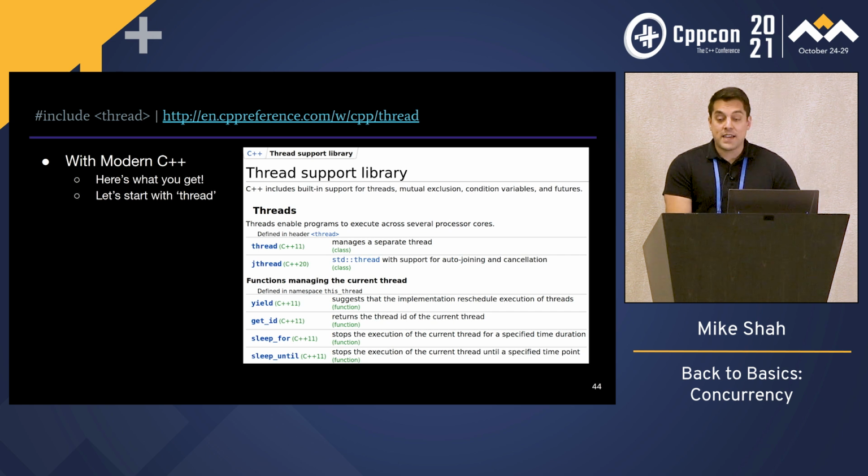Okay, so here's what you get with the standard thread library in C++. We get threads, JThreads we'll talk about, and then there's some other ways to manage or control what your threads are doing. Put them to sleep or make threads wait for something to happen, sort of the idea of yielding.